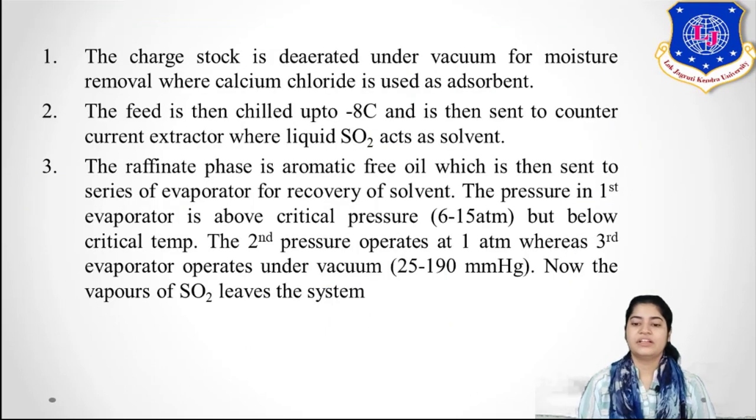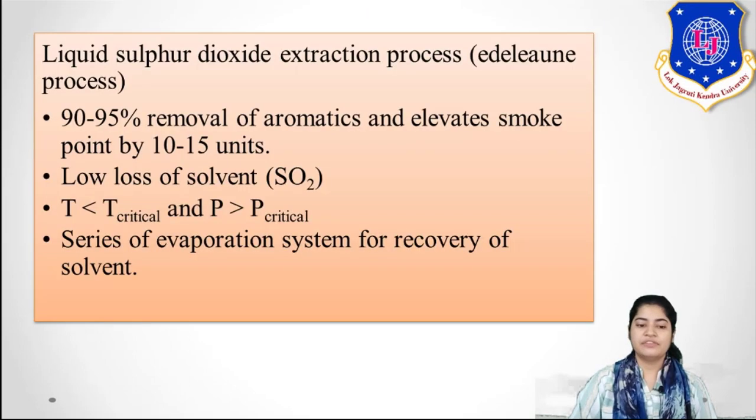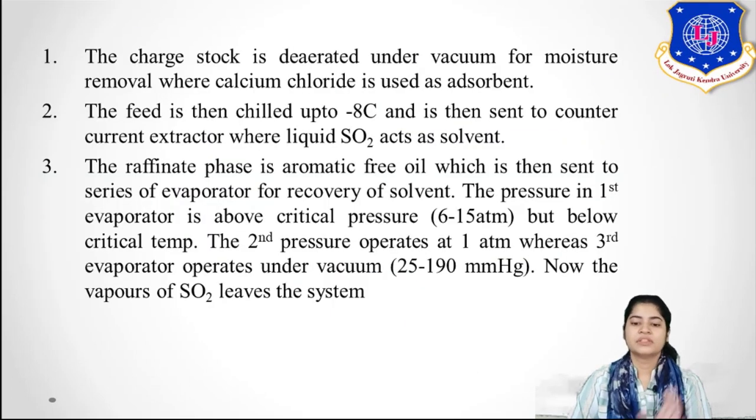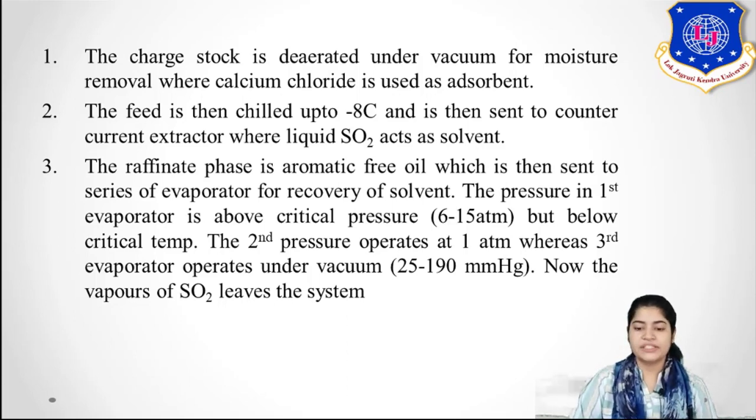So let's see. The pressure in the first evaporator is above critical pressure. So your pressure is how much? The range is 6 to 15 atm, but below the critical temperature. Okay, so here we saw pressure is more than critical pressure. So that is for your first evaporator. Clear? Then the second evaporator operates at 1 atm, whereas your third evaporator operates under vacuum.